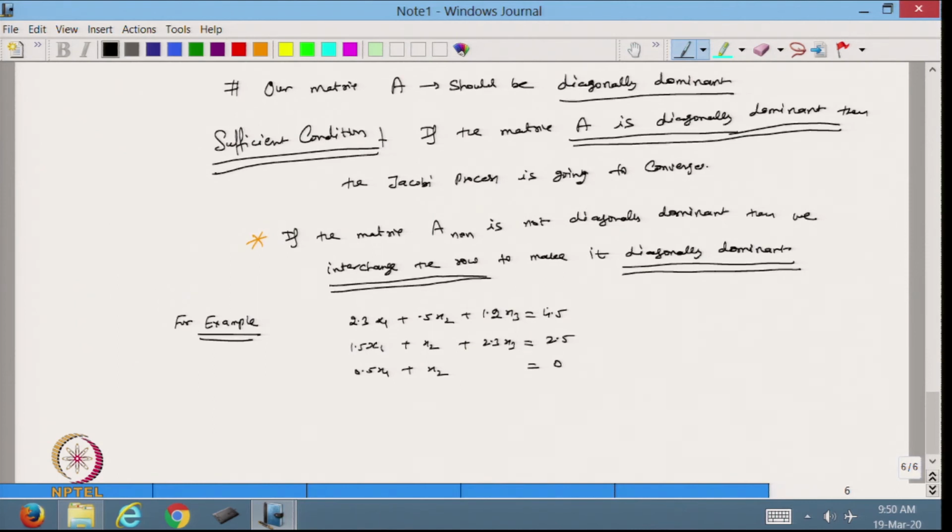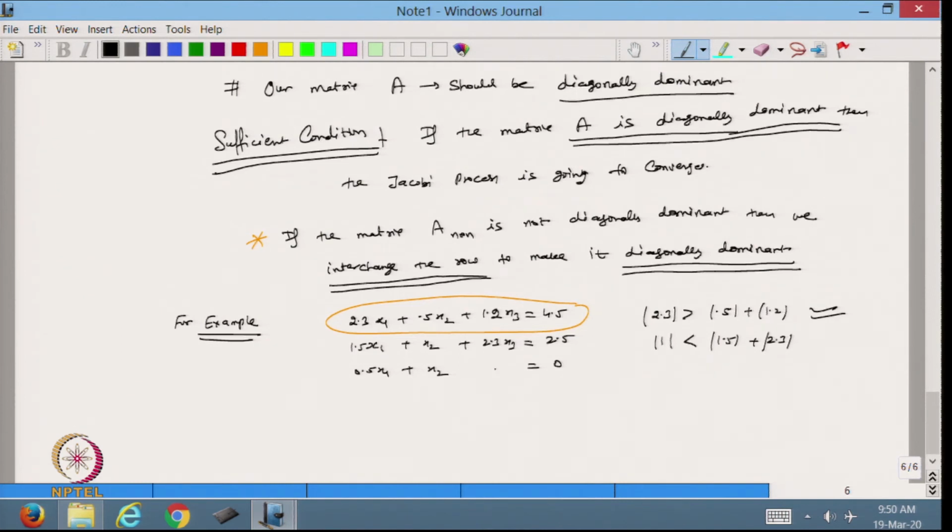So in this case, if you see from here, then the first row is okay. It looks like a diagonal dominant. So how can we check? From here I can check that 2.3 is greater than 0.5 plus 1.2. So that is okay. What about the second one? This coefficient is 1, and this is 1.5 plus 2.3. So this is less than this one.